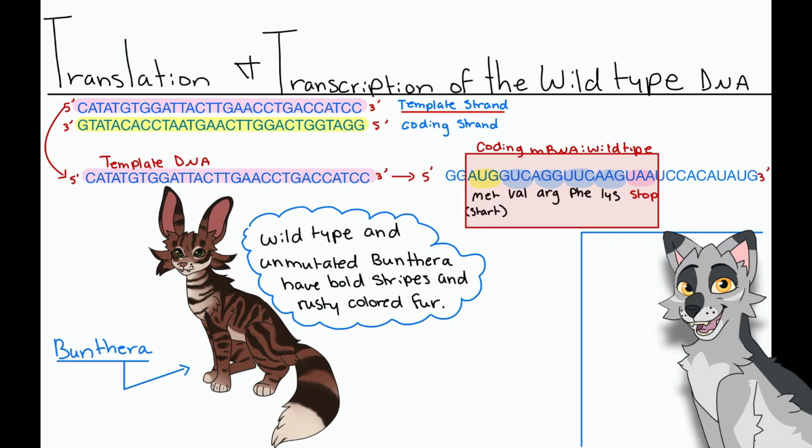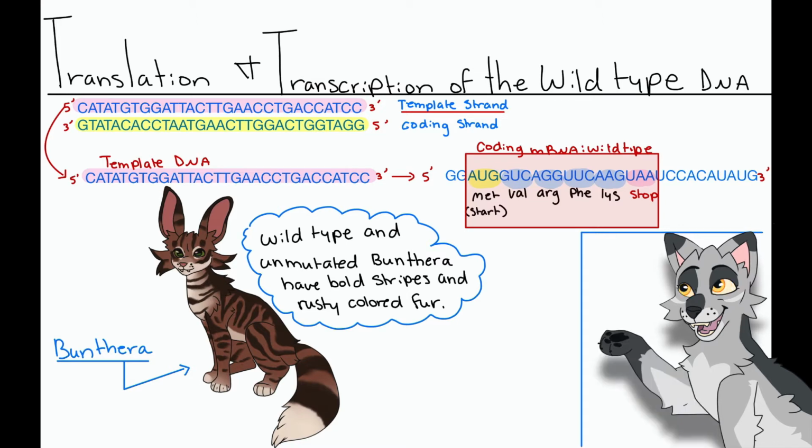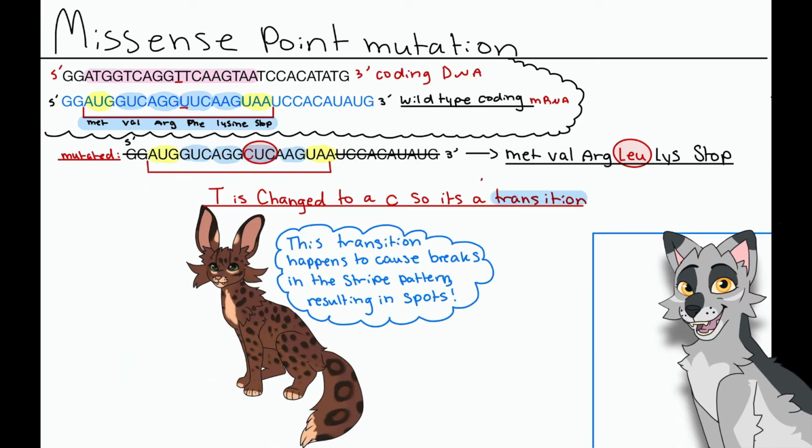In the fictional Bunthera, this protein plays a big role in the pigment production, mainly in the form of patterns. The wild-type animals have tiger stripes and are rusty brown. Very cute little fellas.